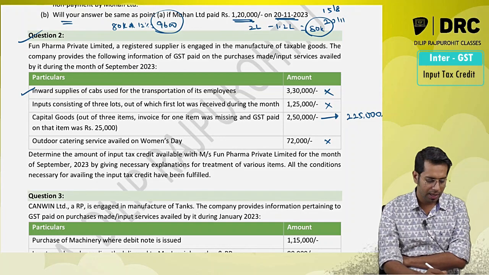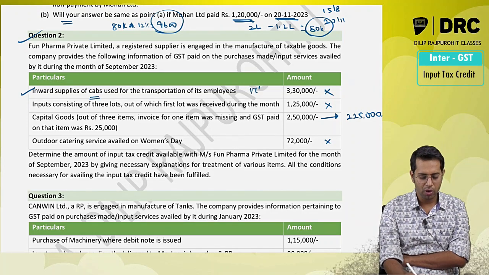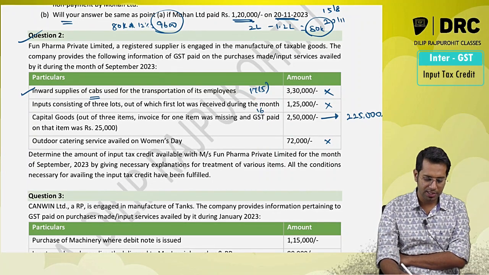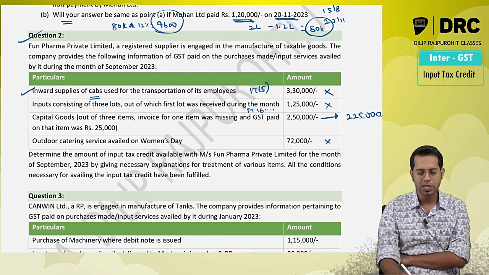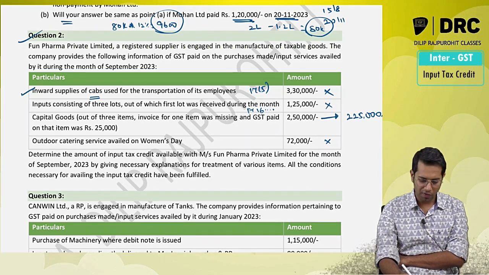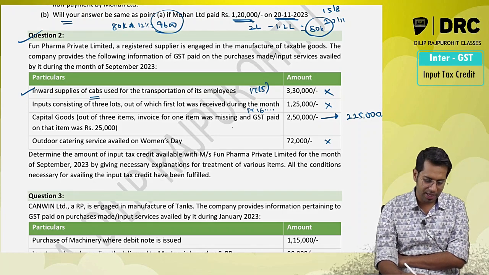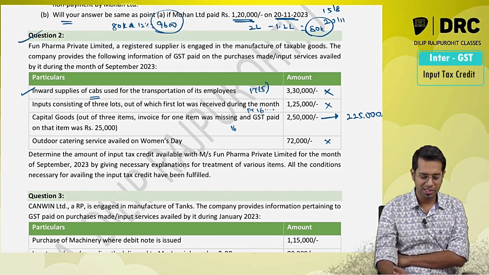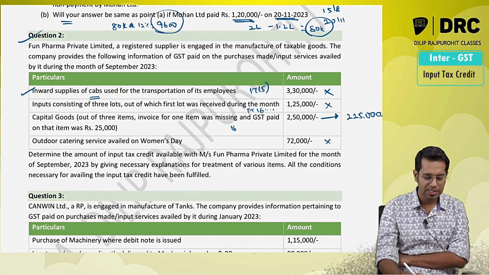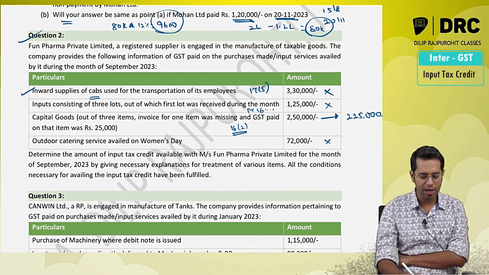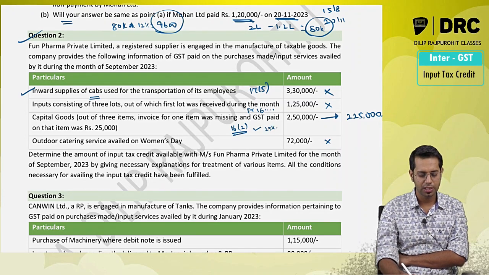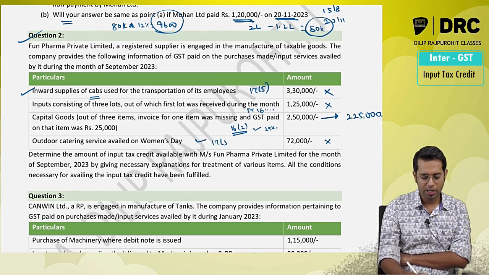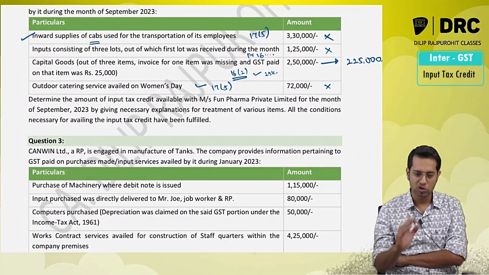Now inward supply, cab services used for transportation of employees, is blocked under section 17 subsection 5. Then as per proviso to section 16, if the goods are received in lots, then ITC can be taken upon receipt of last lot. As per section 16, one of the conditions for taking input tax credit is the registered person should be having possession of the tax invoice. Since in the present case the registered person does not have possession of the tax invoice for 25,000 GST, he cannot take input tax credit of that invoice. Then outdoor catering services is blocked under section 17 subsection 5. So these are the notes which you will have to give for this.